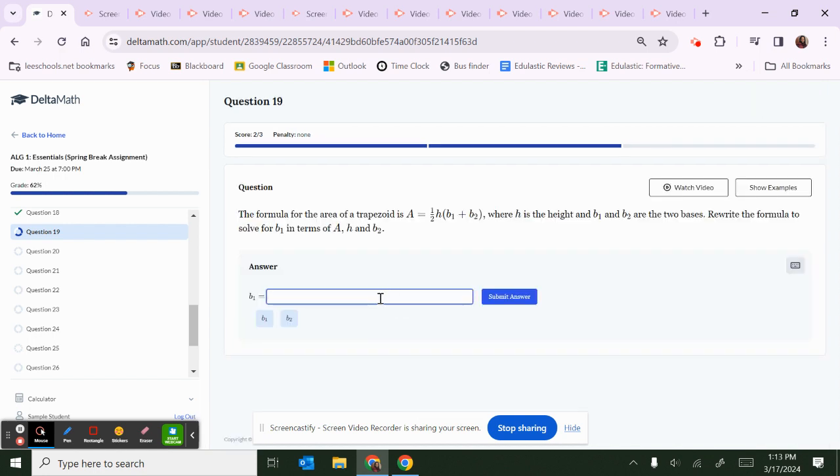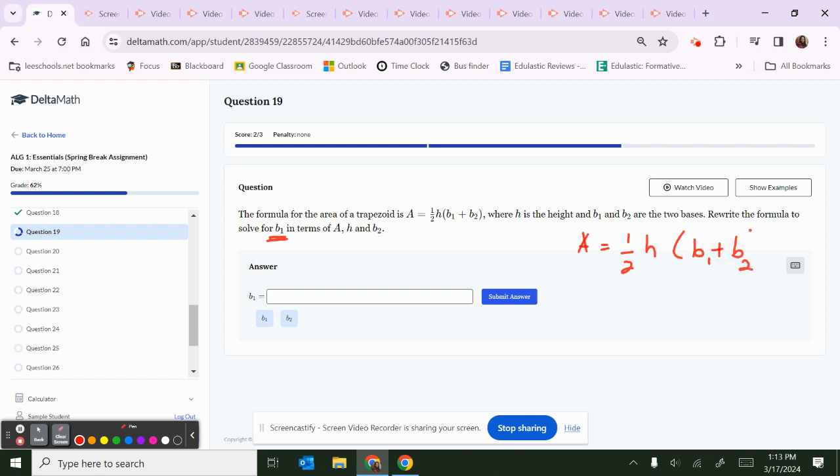Okay. So this one looks a little bit more complicated. I'm glad we got one that was a little bit more complicated. The formula for the area of a trapezoid is A equals 1 half H, base 1 plus base 2, where H is the height and B1 and B2 are the two bases. Rewrite the formula to solve for B1. So we're trying to solve for base 1. We have A equals 1 half H, parentheses, base 1 plus base 2.